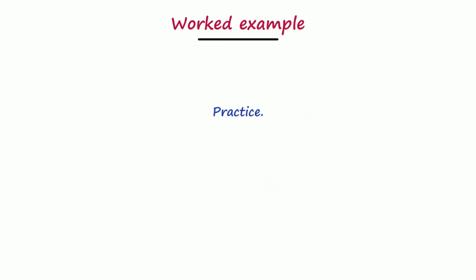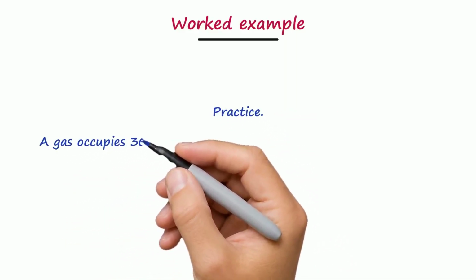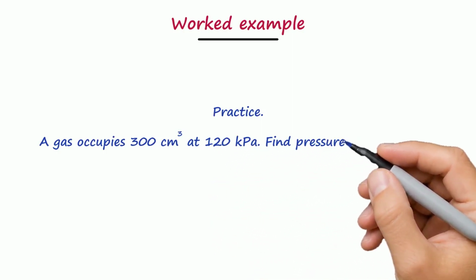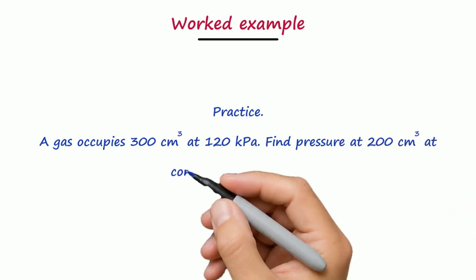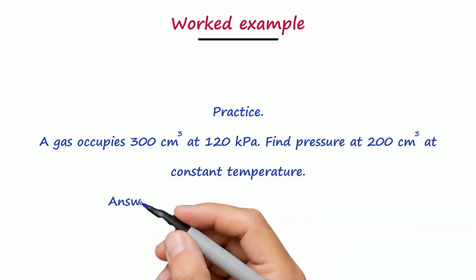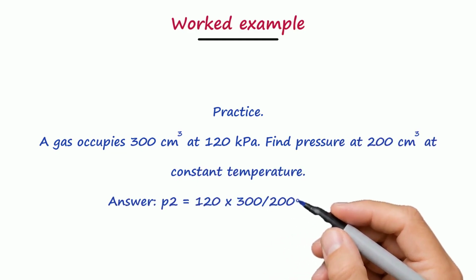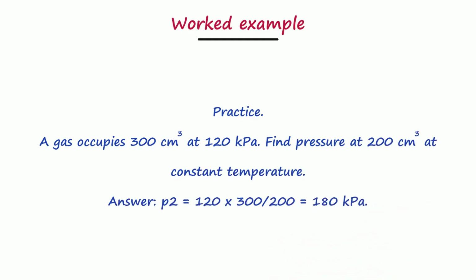Practice. A gas occupies 300 cm cubed at 120 kPa. Find pressure at 200 cm cubed at constant temperature. Answer: P2 equals 120 x 300 over 200 equals 180 kPa.